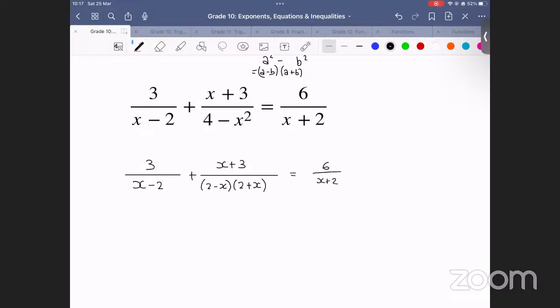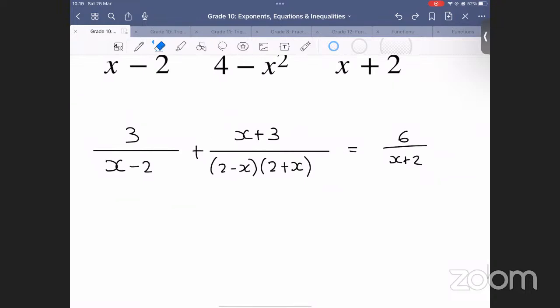Now, when I'm identifying my common factor, when it comes to complex fractions, I have to identify the exact same bracket. So for example, here I have x minus 2, there I have x plus 2. However, here I have 2 minus x and 2 plus x. So they are upside down. So what we could have done is we could have gone back and done the sign change. Alternatively, you can do the sign change here.